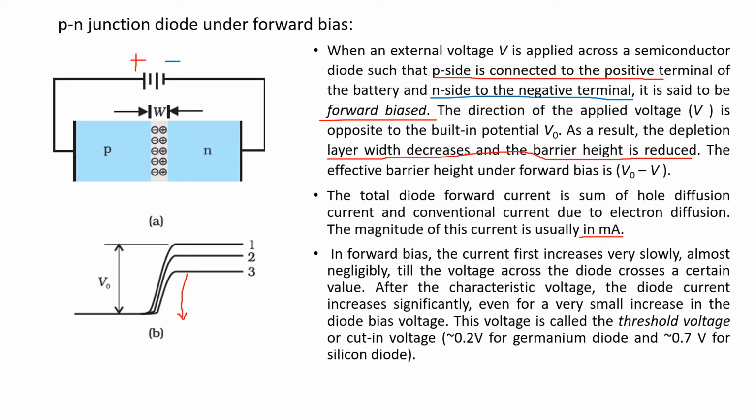Till it crosses this value, which is called the threshold voltage, and thereafter, the diode current increases significantly, even for a small increase in the bias voltage. You see here, this is called the threshold voltage. It is of the order of 0.2 volts for germanium and 0.7 volts for silicon.